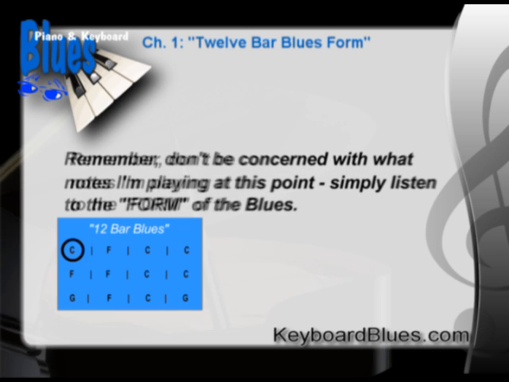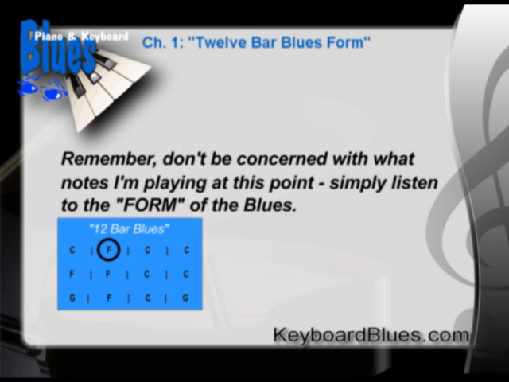Okay, here we go. Here's C, 2, 3, 4, F, 2, 3, back to C, 2, 3, 4, C, 2, 3, 4. Second line. Here's F, 2, 3, 4, F, 2, 3, back to C, 2, 3, 4, C. Here's G, G, 2, 3, down to F, 2, 3, 4, C, 2, 3, 4, G. All right, take it home.